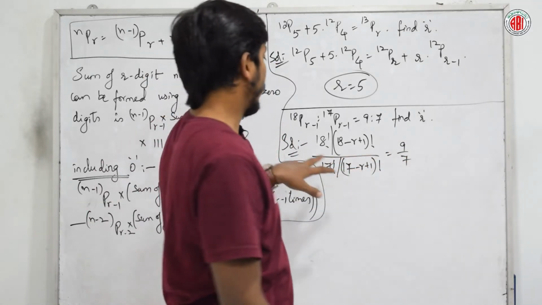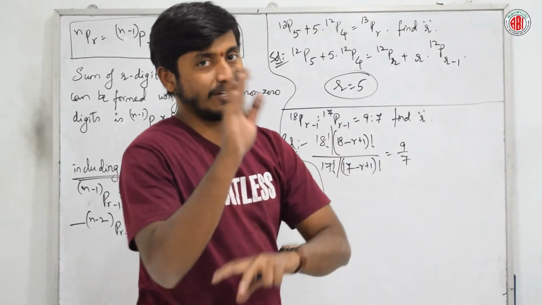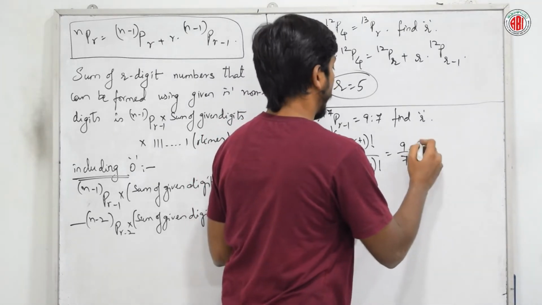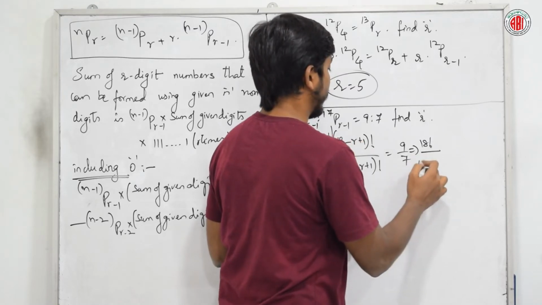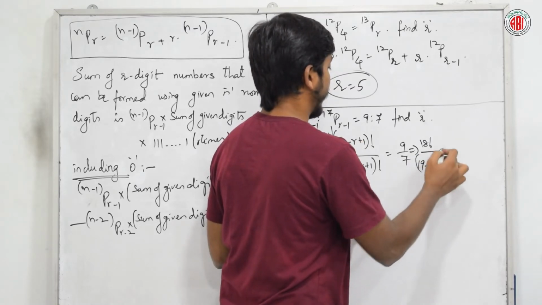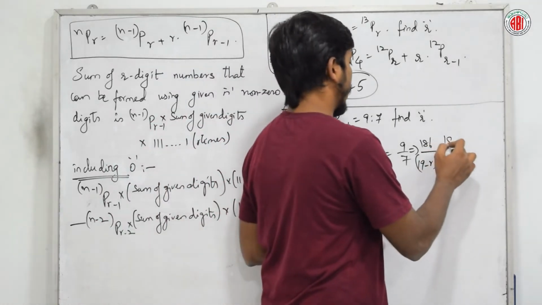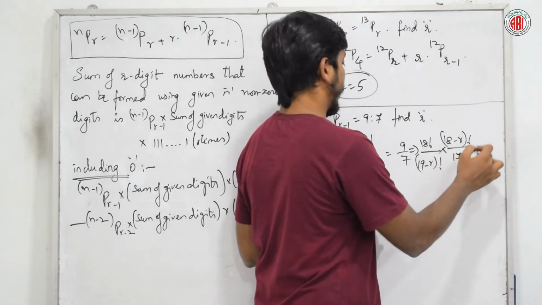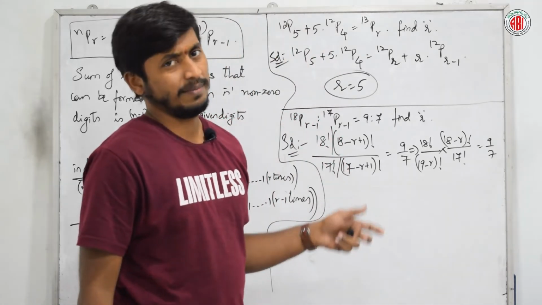Now let me interchange a by b by c by d, which can be written as a cross multiplication. So we can write it as 18 factorial by 18 plus 1 is 19 minus r factorial, into 17 plus 1 is 18 minus r factorial by 17 factorial, that is 9 by 7. Now let us simplify that.